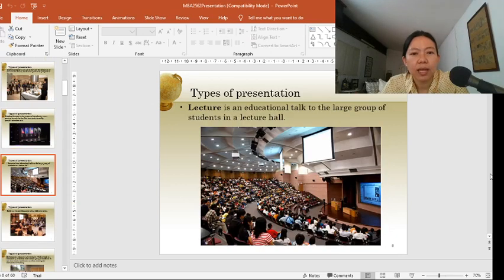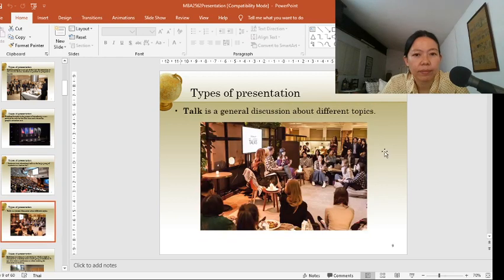Next is a lecture. A lecture is an educational talk to a large group of students in a lecture hall. I'm sure that most of you are familiar with this type of presentation. Next one is a talk. A talk is a general discussion about different topics. So people who share the same interest might invite guest speakers or might invite an expert to talk about something that they like together.